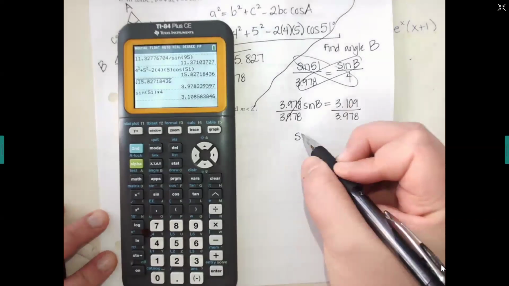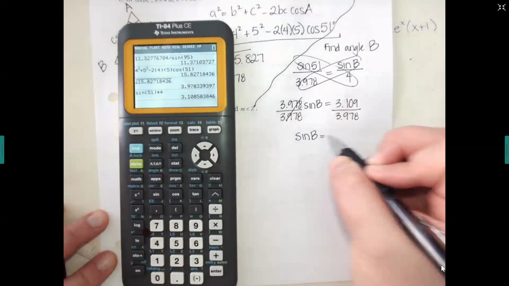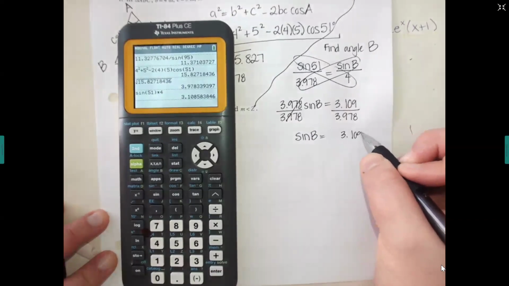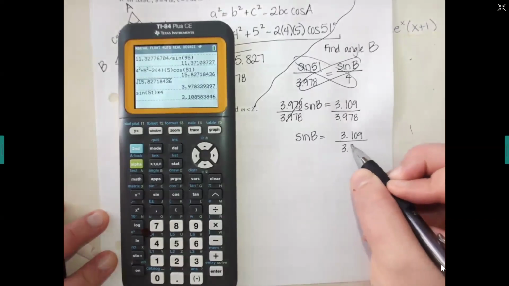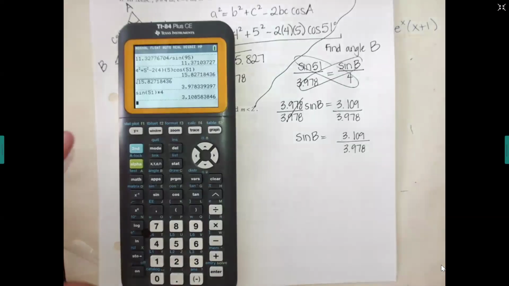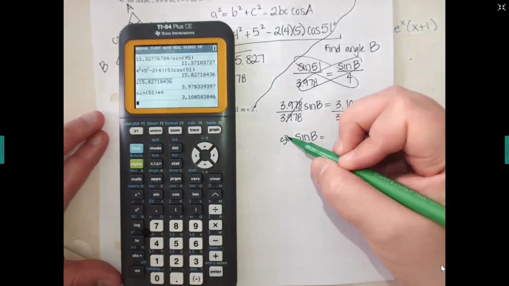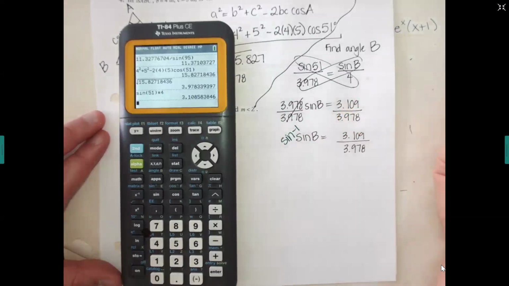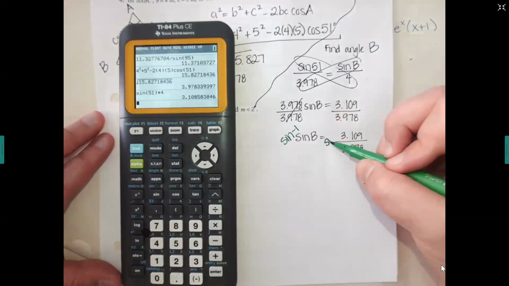So now I have the sine of B equals 3.109 over 3.978. And then in my last step, we talked about this last class. If I'm trying to solve for B and I need to get rid of sine, how do I do it? Inverse sine, or second sine on the calculator.